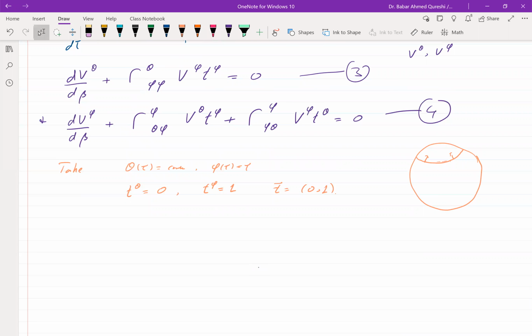Then these equations, for this special case, I will have dv theta over d tau. I am just mixing between beta and tau.